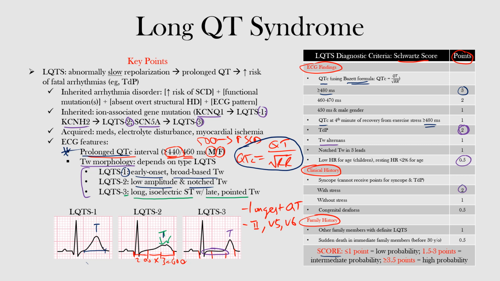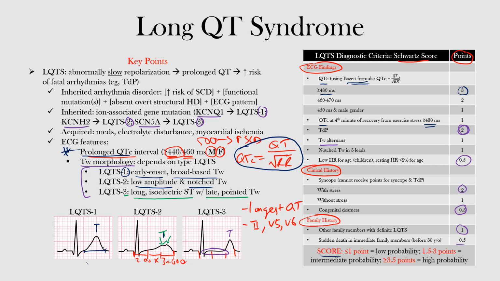And then, do they have congenital deafness? Because some of these syndromes are related, especially long QT syndrome, which may be associated with congenital deafness. If that's the case, they get half a point. Then you look at family history. Are other family members confirmed to have long QT syndrome? That's why it's important to screen them and ask if there's any family history, because they get 1 point for that. Is there any sudden death in the immediate family members before the age of 30? If that's the case, you get half a point.